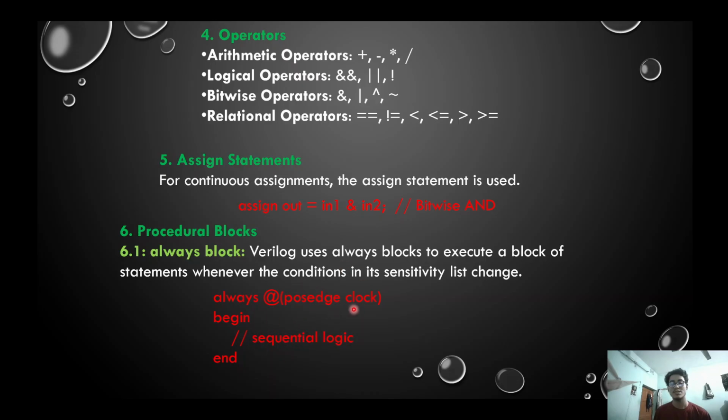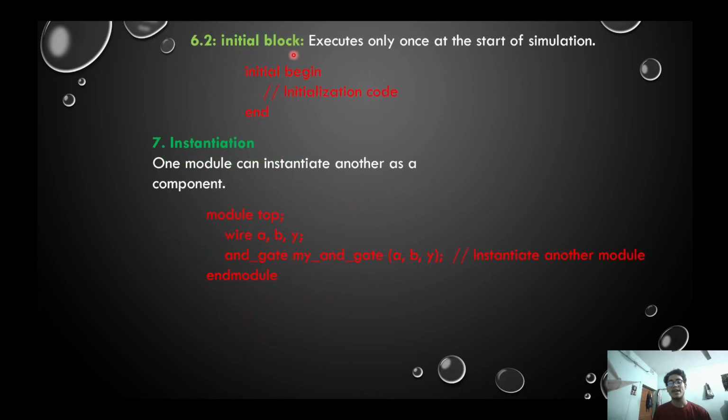In this example, posedge clock is our sensitivity list. Whenever the edge of the clock is positive, our sequential logic will execute. Otherwise not. For initial block, it executes only once at the start of simulation. An initial block starts with the keyword initial and initialization code within begin and end keywords. Of course, begin and end keywords are for multiple lines. If it is a single line code, we do not have to use begin and end keywords.